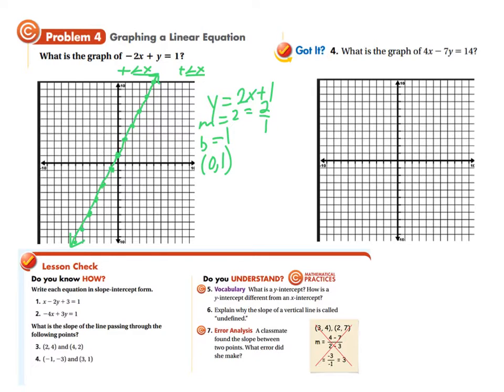Now again, each of those ordered pairs solves that original equation, negative 2x plus y equals 1. That's what we're graphing, the solutions to that equation. Now an alternate method that I won't go into too great a detail here would be just to find values, or ordered pairs, that solve that equation.